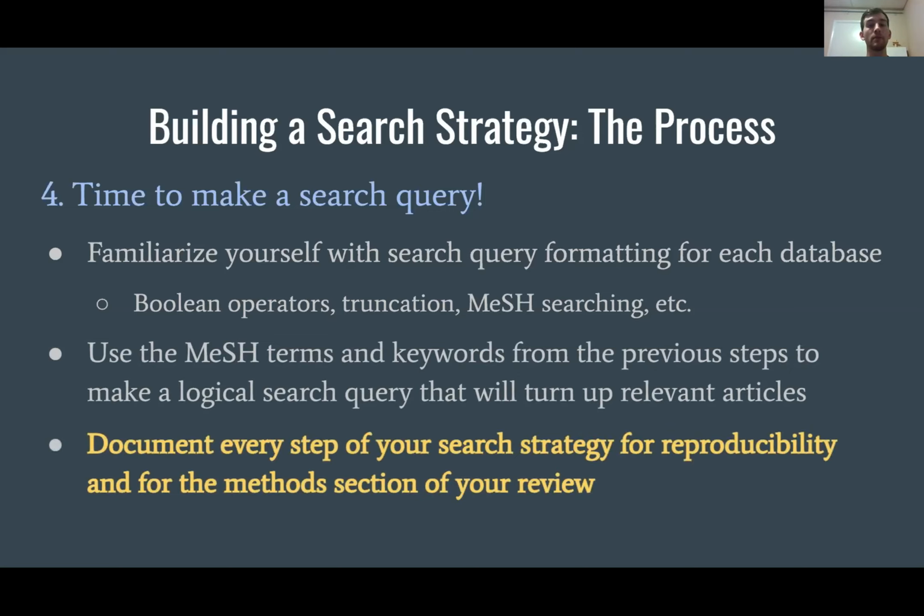The most important step of this is that we want to document every step of our search strategy to make sure that our systematic review is reproducible, and to make sure that we can recount it once we draft the methods section of our review. So that's about it for developing a search strategy. Again, I'll go through an example and show you our search strategy document after, to give you an example of what that's actually going to look like. And now I'm going to move on to the inclusion and exclusion criteria.